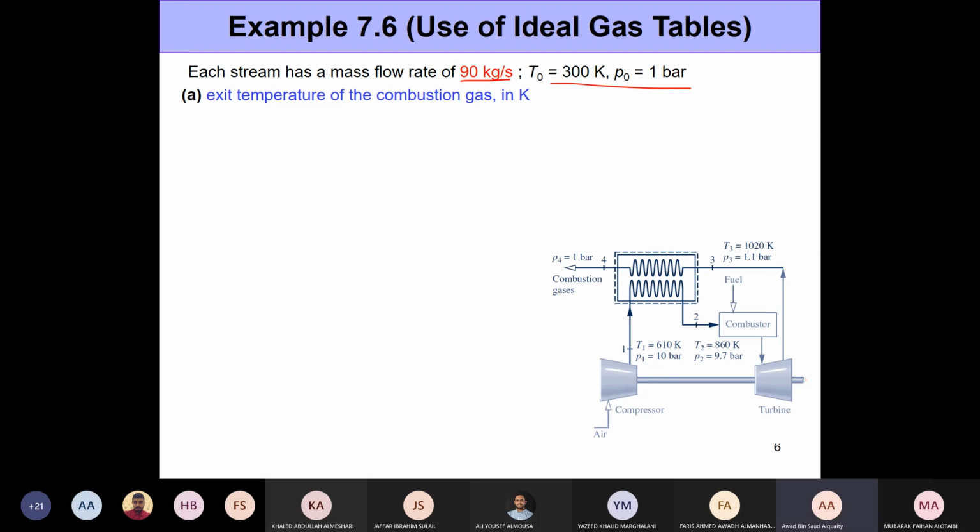Yes, Abdullah. Ideal gas equation. Yes, you can make use of the ideal gas equation, but the problem is that we don't have enough information at the exit state P4 to determine the temperature. So this is the ideal gas equation. We only have the pressure. We have no idea about the specific volumes. So we really cannot determine the temperature.